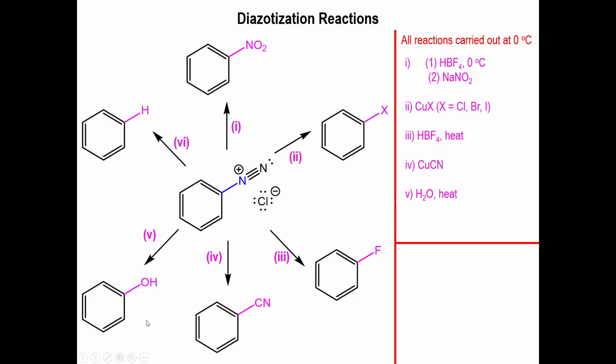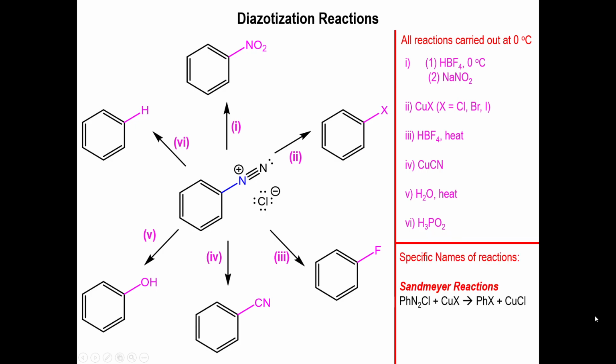And then the last one, which may seem a little bit silly, but it does have a point, synthetically speaking, is the reintroduction of the proton itself. So basically, you can change the diazonium salt for a hydrogen upon reaction of the diazonium salt with hypophosphorous acid.